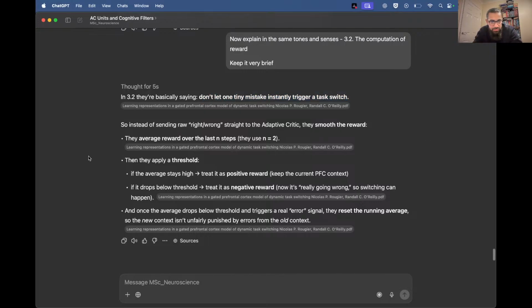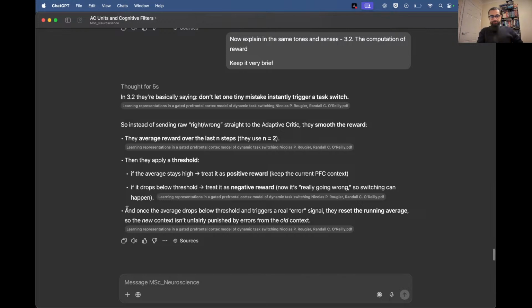Instead, the average reward, where they averaged it using n as 2, if they then apply the threshold. So again, if the average is high, positive reward. If the average, the mean, drops below the threshold, then you have a negative reward. And once again, the average drops below threshold and triggers a real error signal. They reset the running average, so the new context isn't unfairly punished by errors from the old context.